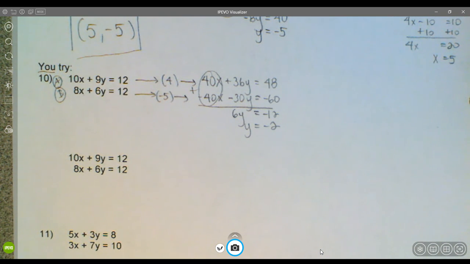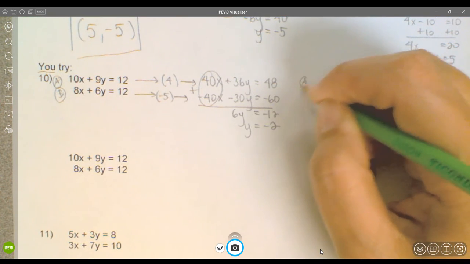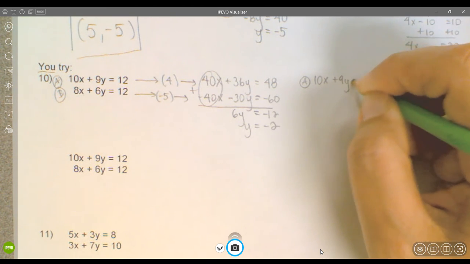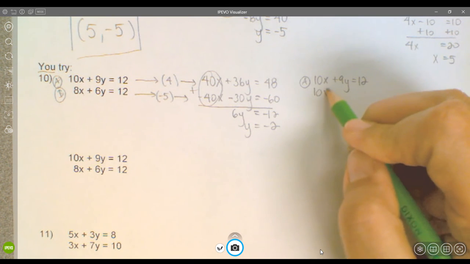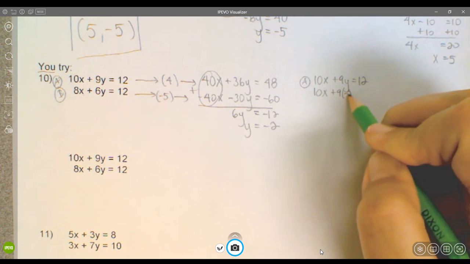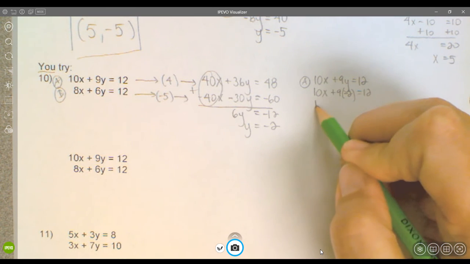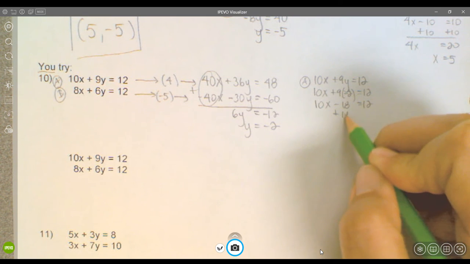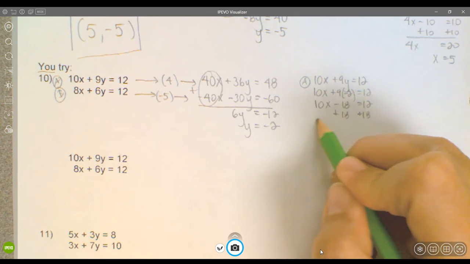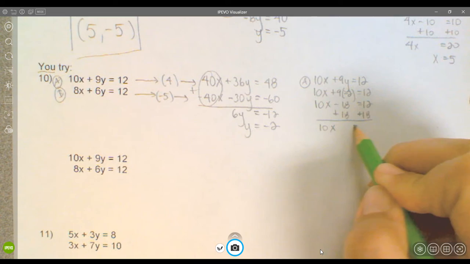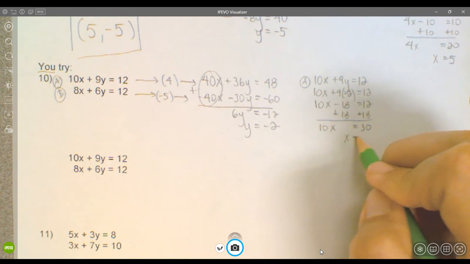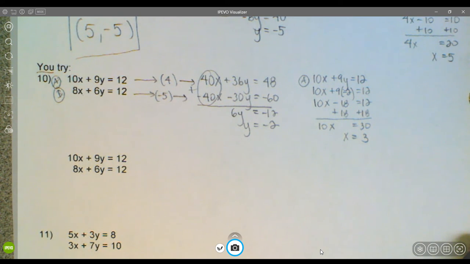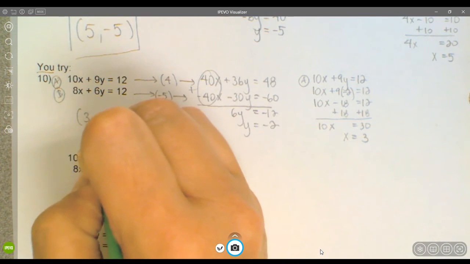And out of the two equations, substitute into one. I'll go ahead and substitute into A. So in the equation 10x plus 9y equals 12, I know that y is negative 2. So 10x minus 18 equals 12. We add 18 to both sides. If 10x equals 30, then x should equal 3. So it looks like my ordered pair is 3, negative 2.